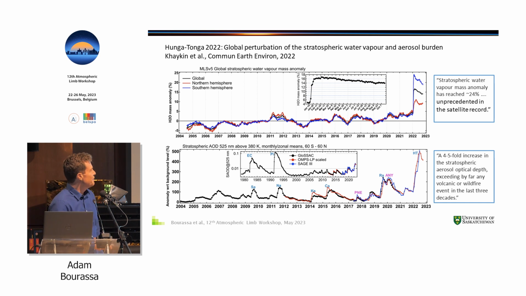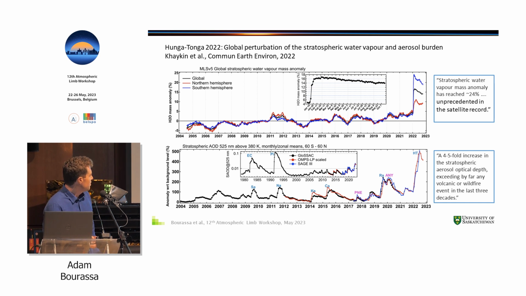Okay, so we've seen lots about Hunga Tonga already. One paper that hasn't been mentioned yet is this paper by Sergei Kakin, which I'll just call your attention to. It's published in Communications Earth and Environment. It's a really nice sort of meta-analysis of Hunga Tonga. It talks about both the water vapor and the stratospheric impacts of the eruption.